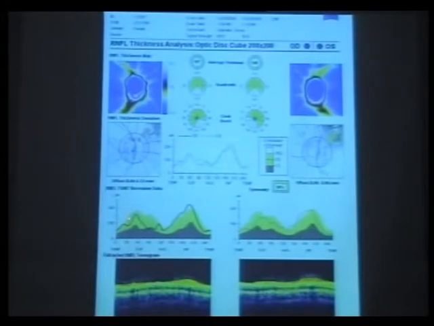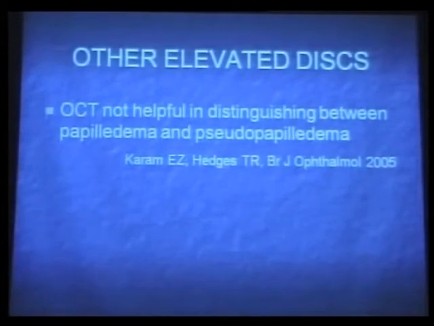And this is the same patient on a different machine, and you notice that the T-SNP is a bit elevated, but if this patient had very early papilledema, they would look the same way. So I don't think this helps you at all. In 2005, Tommy Hedges wrote an article in BJO and said that OCT is not helpful in distinguishing between papilledema and pseudopapilledema, and I think that's still correct.